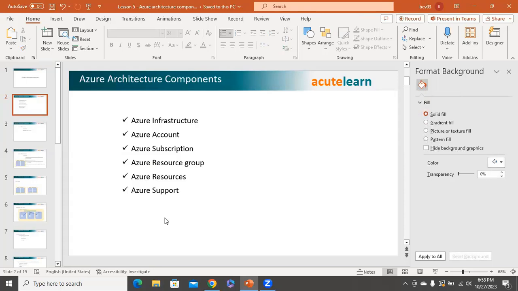Okay. Right. In the next session, we'll try to understand how to create an Azure account and how to interact with the Azure portal and navigate through the subscriptions, resource groups, and everything.